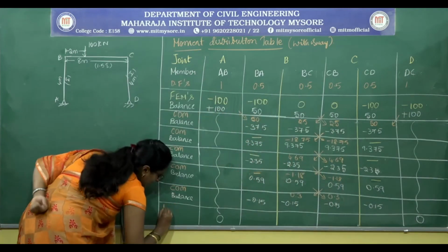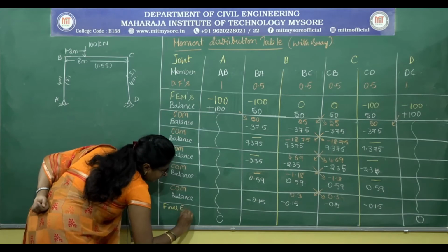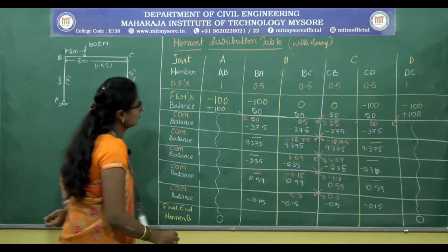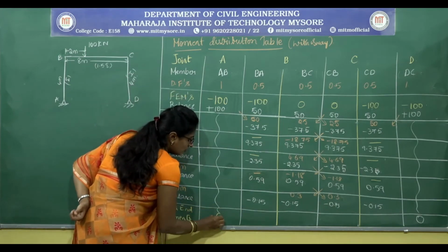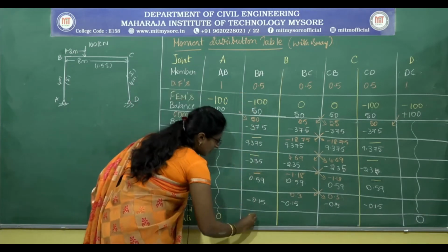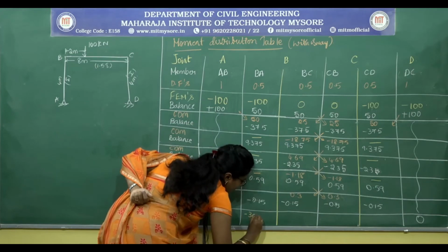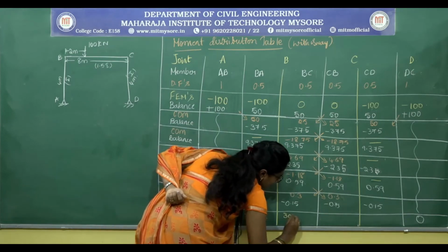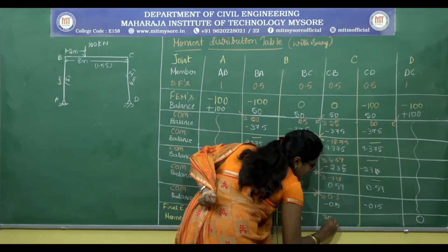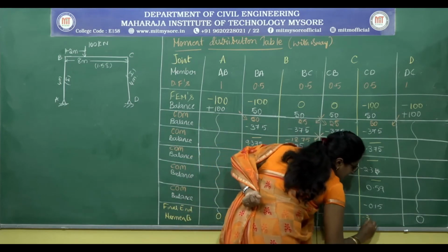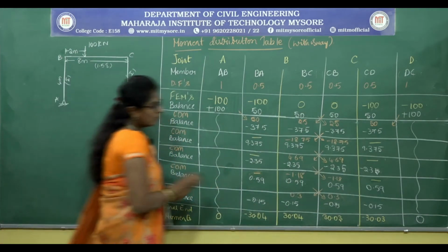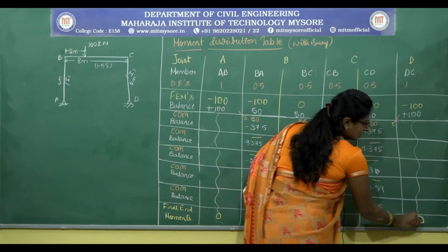Finally, let us calculate the final end moments. As we all know, the final end moment for the hinged support is 0. Considering the moments from the fixed end moments, the final end moment will be plus 30.04, which is equal and opposite, and for CB it is 30.03 and here it is minus 30.03. Okay, so these are the moments by considering the sway.